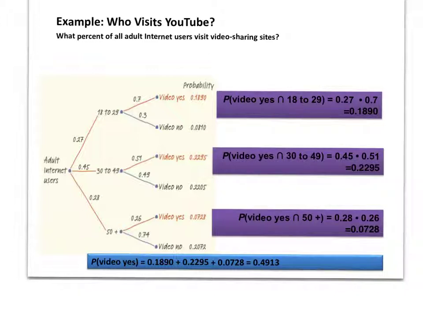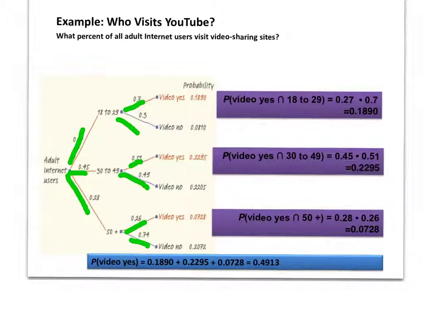So we created our tree diagram showing, in this case, 3 different branches because I had 3 different age groups, and then 2 branches each. And you notice that every set of branches always adds up to 1 because it represents all the outcomes.